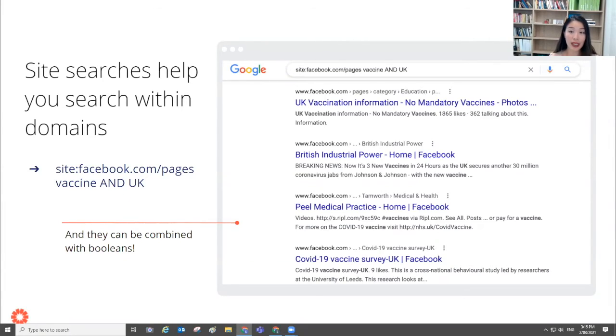What this is going to do is tell Google that you're interested in content about vaccines in the UK, specifically on Facebook pages. And what's extra helpful is that in site searches, as you can see here, you can also combine that with Boolean queries. So this search query is telling Google that I want to see content that uses the word vaccine and the word UK, but specifically on Facebook pages. And if you look at the results, that's actually just what we get back. So there are pages named UK vaccination information, no mandatory vaccines, COVID-19 vaccine survey UK, etc.